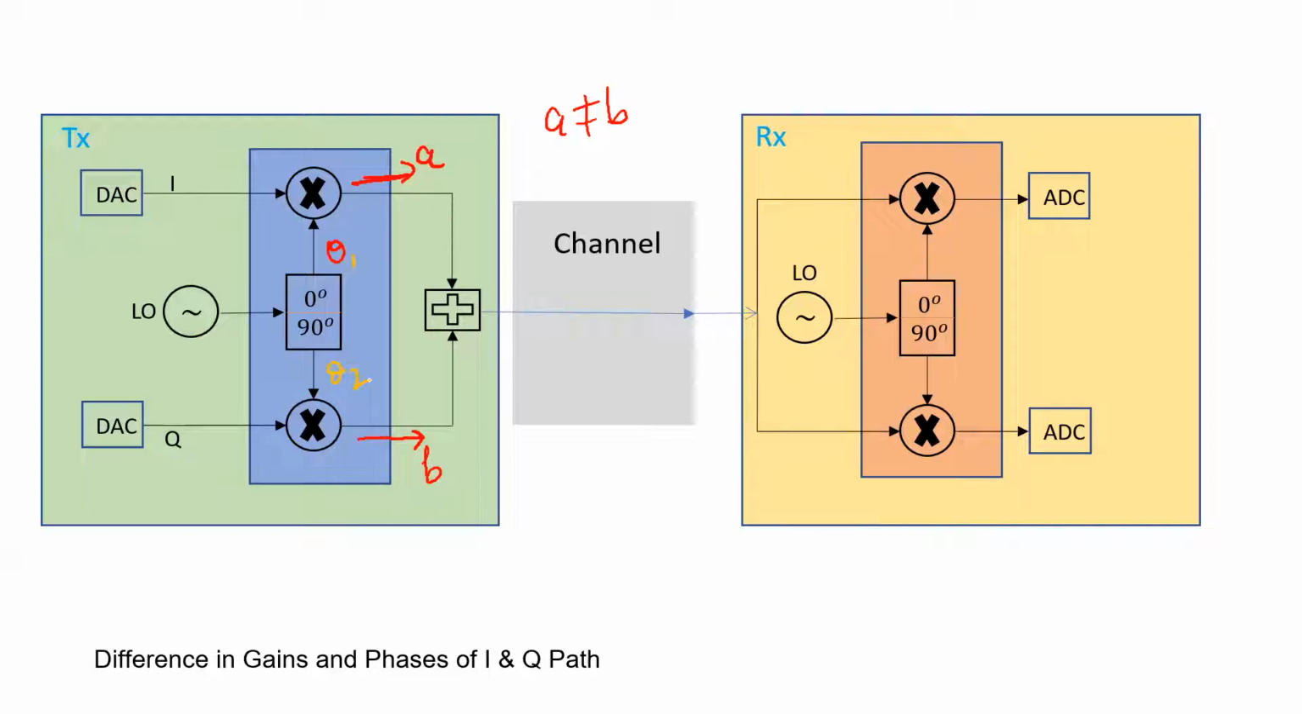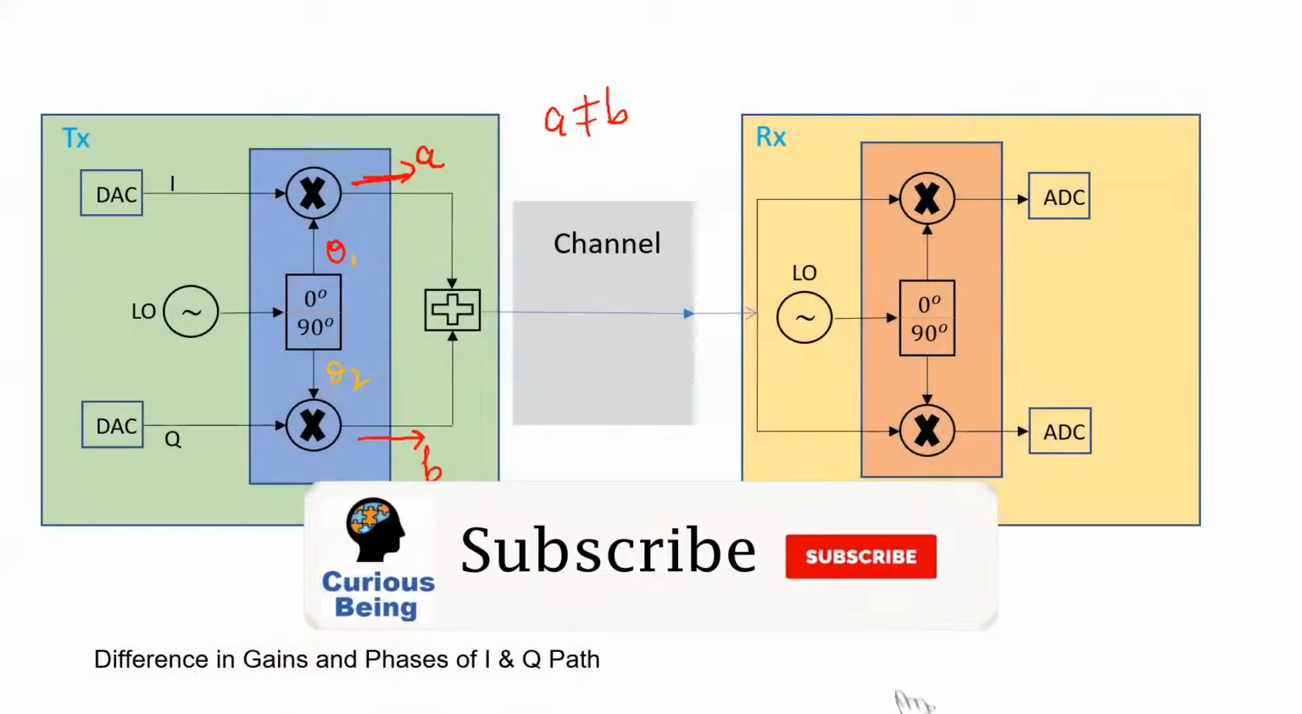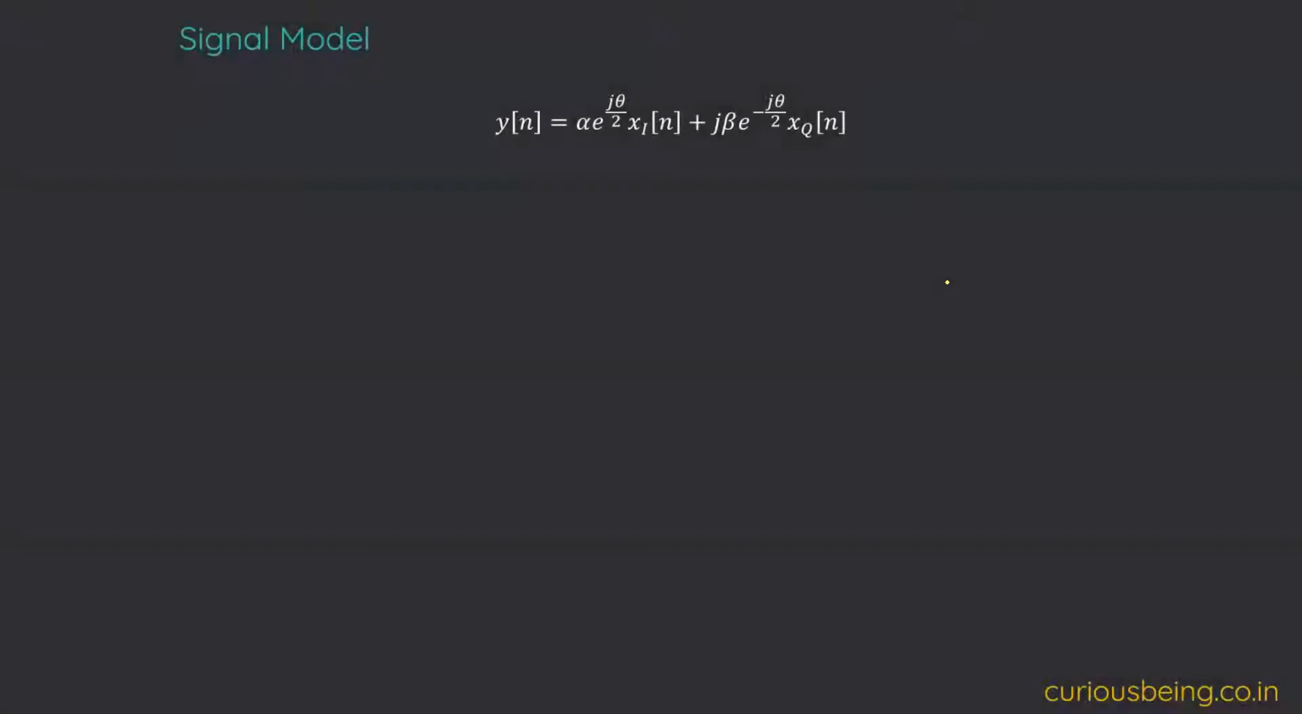Perfect. I hope I am audible and visible. Yeah. Fine. So this is the source of IQ impairments, the difference in gain and phase. And similar stuff can happen on the receiver side also.